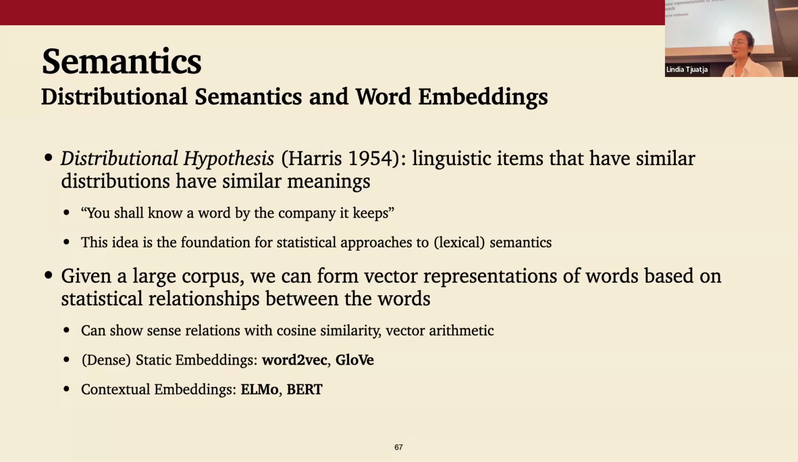In modern NLP, I guess, we have two main types of word embeddings: dense static embeddings like word2vec and GloVe, and then contextual embeddings like ELMo and BERT. The drawback of static embeddings is that they won't capture polysemy and homonyms. There would just be one representation for all instances of that written word, whereas with contextual embeddings, we can make that distinction.